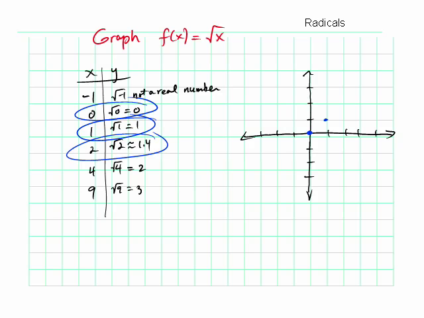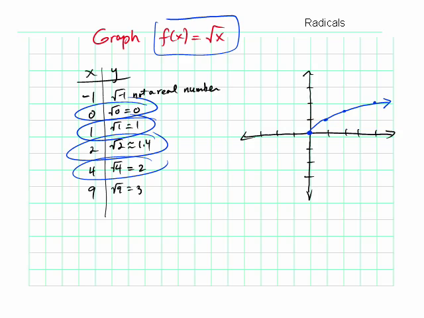2, comma 1.4 is about here. 4, comma 2 is around there. And 9, 3, I can't really fit it on here. Connect the dots, and that's the graph of y equals square root x.